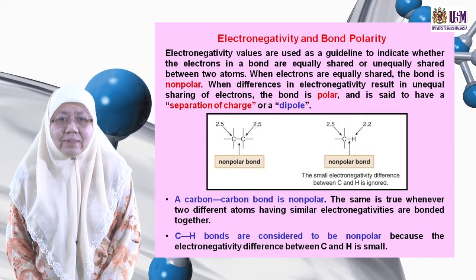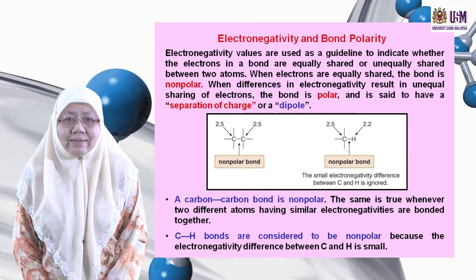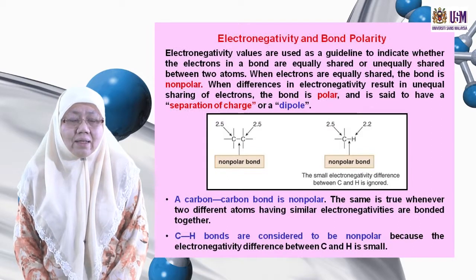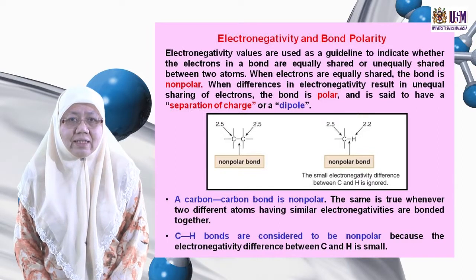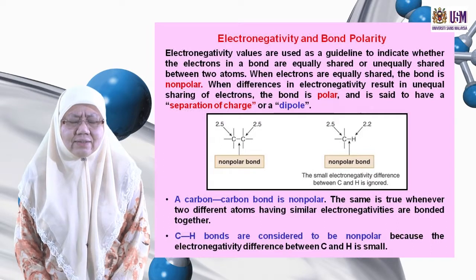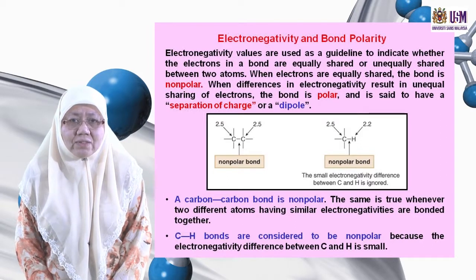Looking at carbon-carbon bonds, each carbon would have the same electronegativity value, so the bond is definitely nonpolar. Between the carbon and hydrogen, carbon has a 2.5 electronegativity value, whereas hydrogen has a 2.2 electronegativity value. This bond is also said to be nonpolar because the small difference in the electronegativity between the carbon and the hydrogen is ignored.